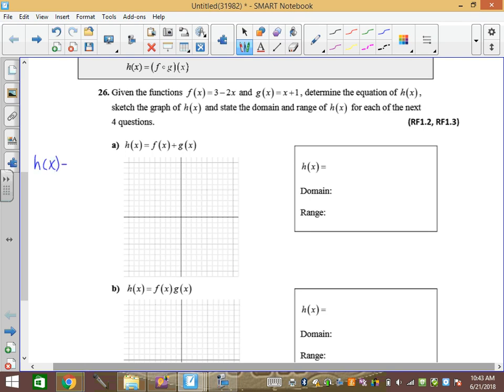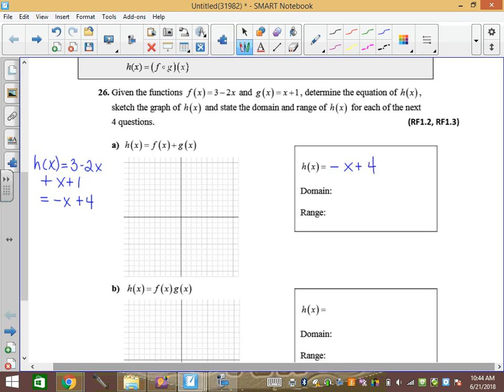So h of x equals f of x, which is 3 minus 2x, plus g of x, which is x plus 1. Plus signs are nice because you don't have to remember to distribute the negatives through like subtraction. So I'm going to get negative 2x plus x, which is negative x, and positive 3 plus 1, which is positive 4. So I have h of x equals negative x plus 4.